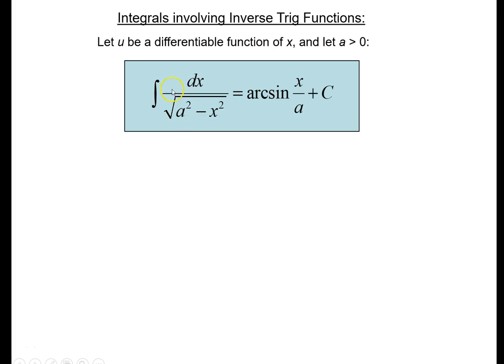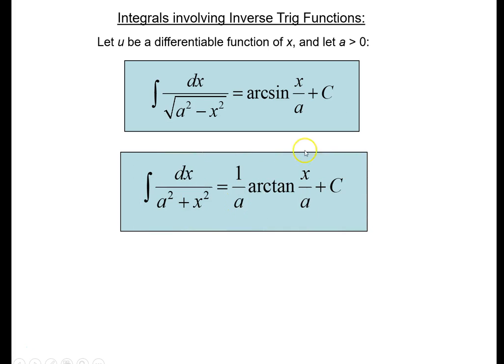The integral of dx over the square root of a squared minus x squared. So if you see something in this format, that means you're working with arcsine of x over a plus c. The integral of dx over a squared plus x squared is equal to 1 over a times arctangent of x over a plus c.